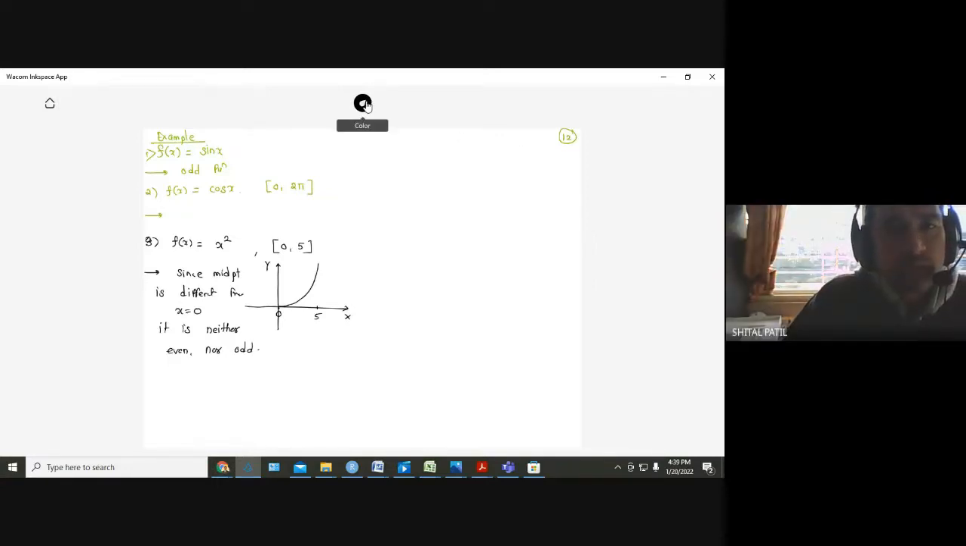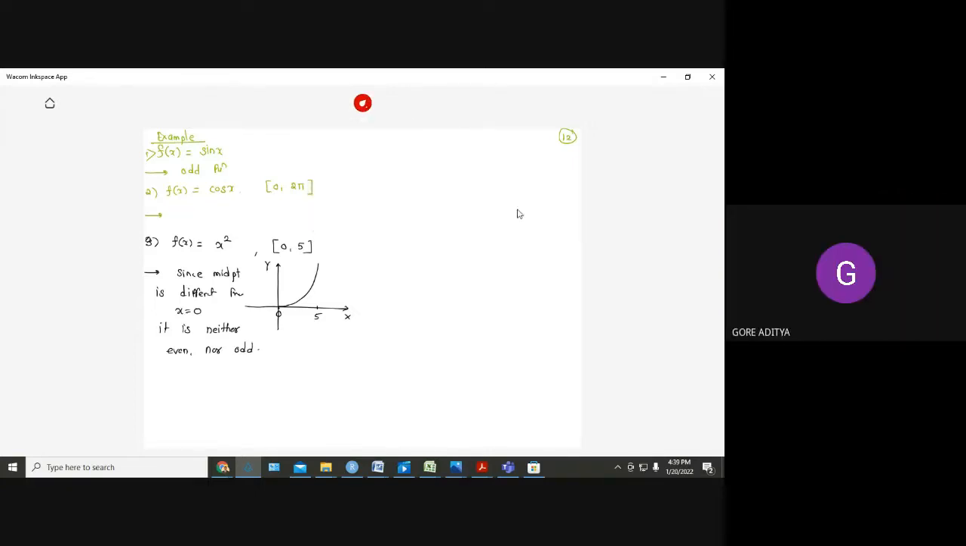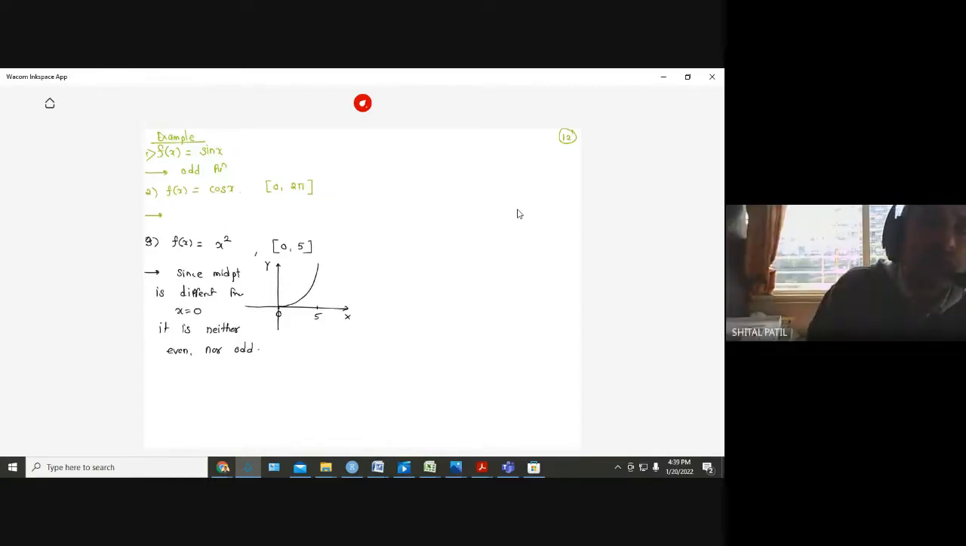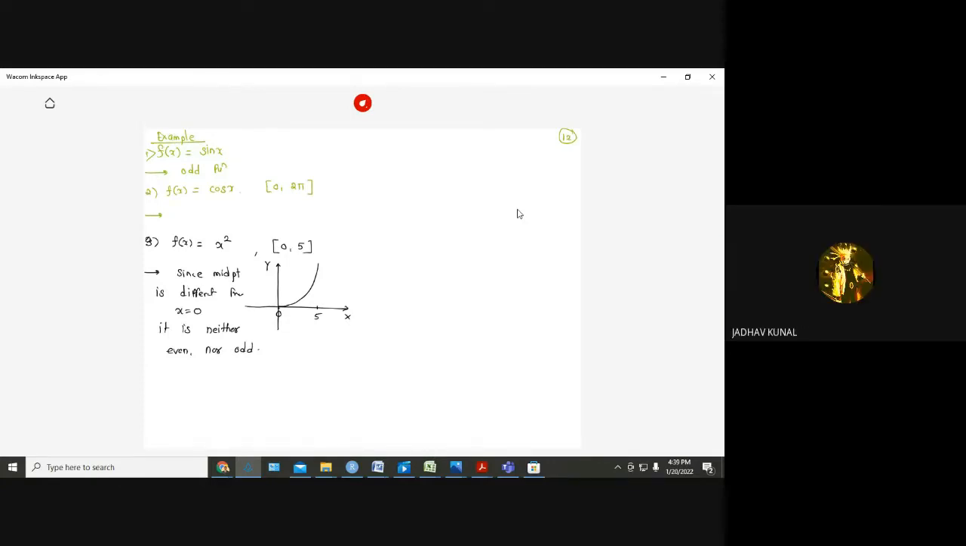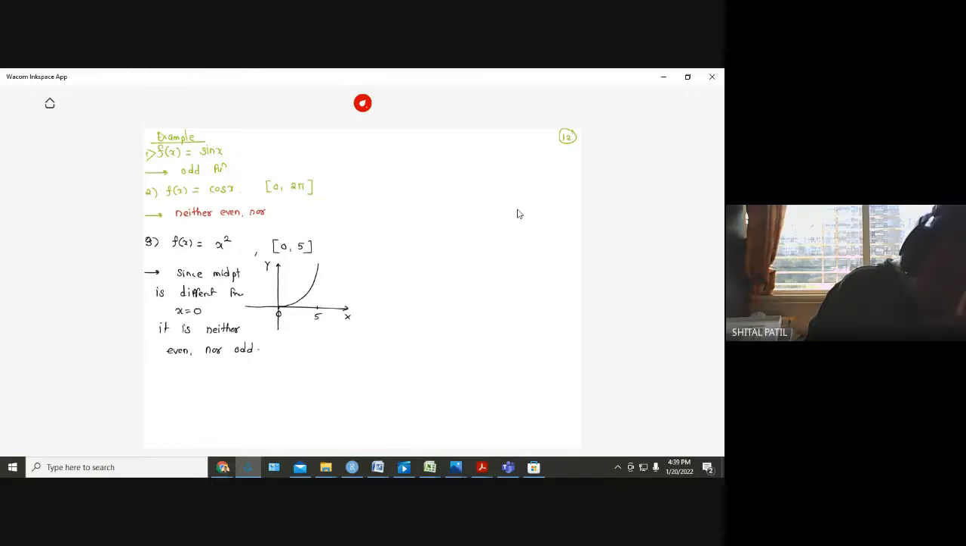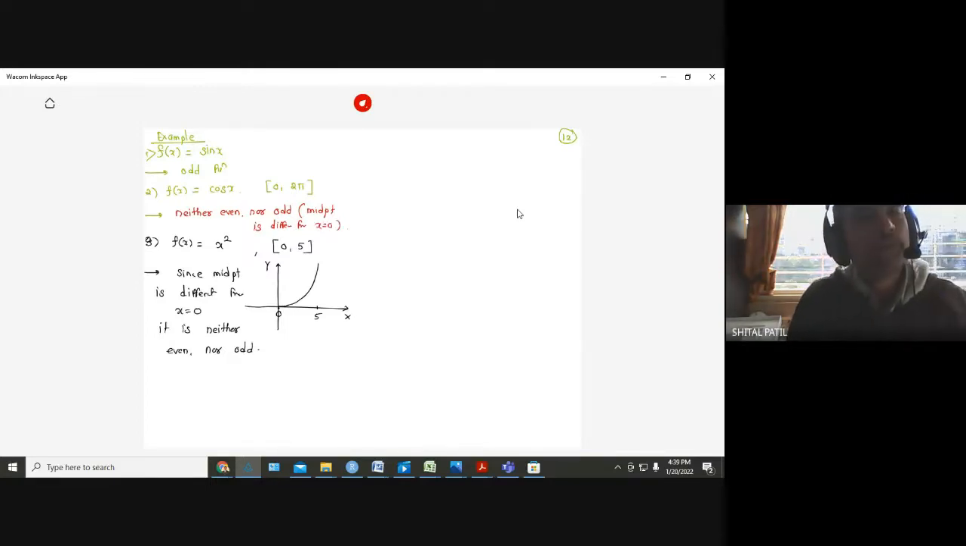What about question number 2 now? Same, even function? No, see the midpoint. Neither even nor odd. Same idea, the midpoint is not 0. Same with cos x also. Getting it, everyone? The midpoint is different from x equal to 0, so it is neither even nor odd function.